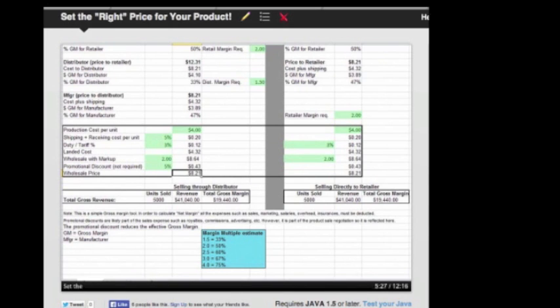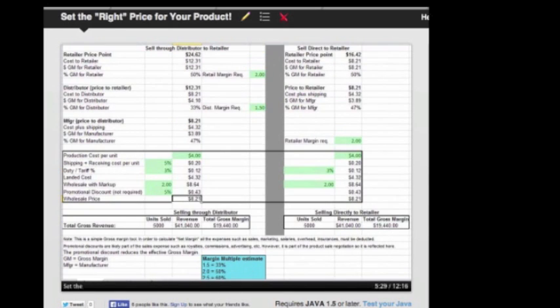Now let's say that you want to go directly to the retailer, to work with retailers without a distributor to begin with. So now let's take your cost of $8.21, and here it is.